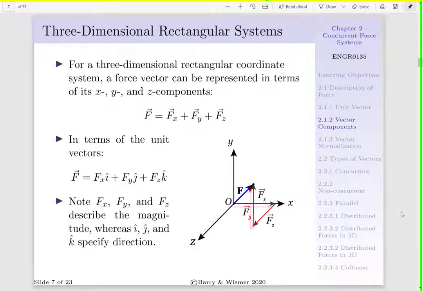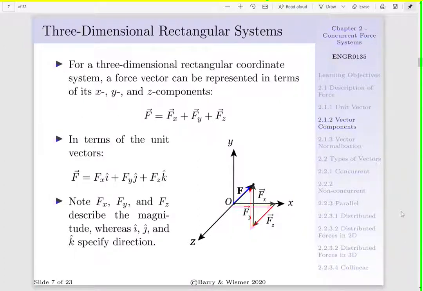Now, within a 3-dimensional rectangular system, we can express our force vector in terms of its x, y, and z components. For instance, if we have a general force vector, as denoted by the blue arrow below, F is going to be equal to F sub x plus F sub y plus F sub z, where F sub x is the contribution of our force vector existing in the x direction. F sub y is the contribution of our force vector acting in the y direction, and F sub z is the contribution of our force vector acting in the z direction.